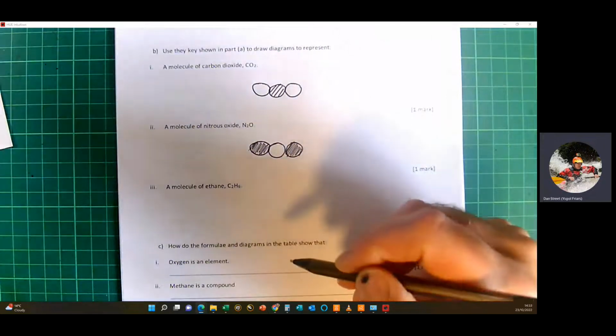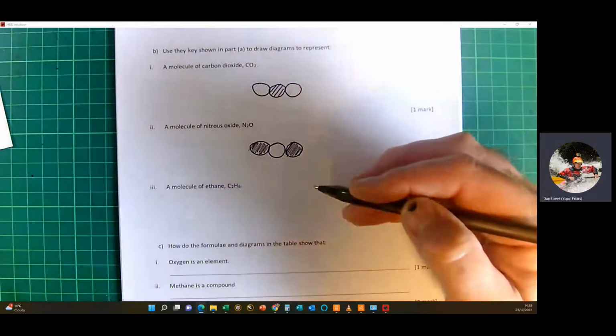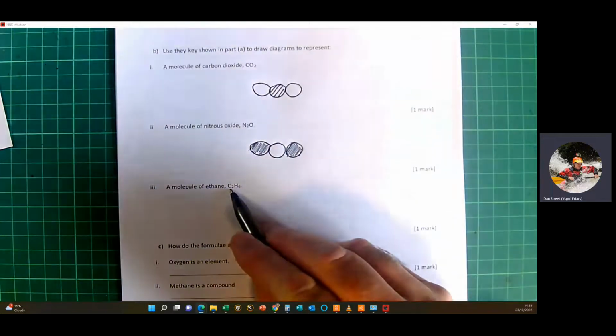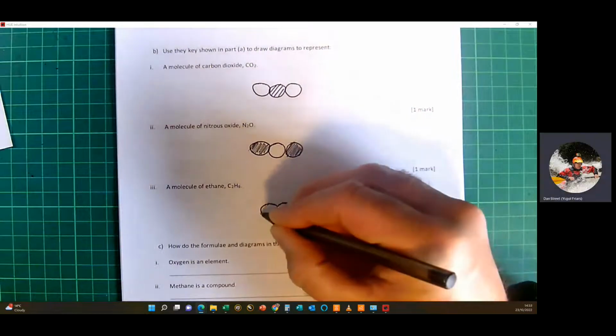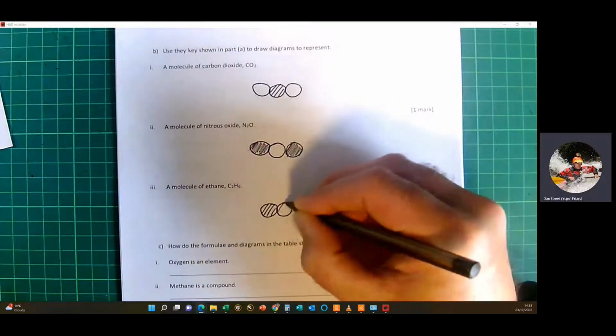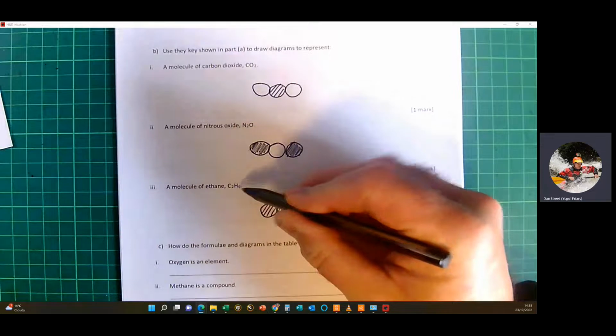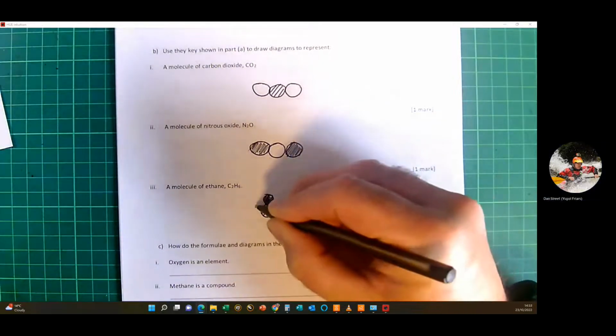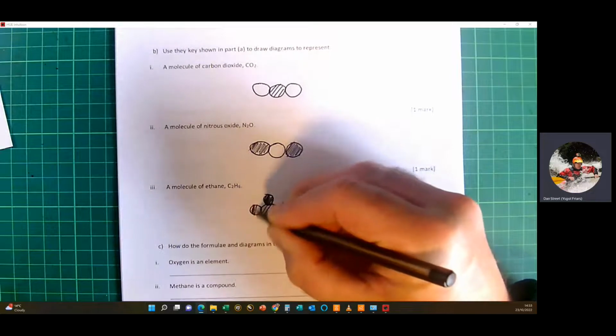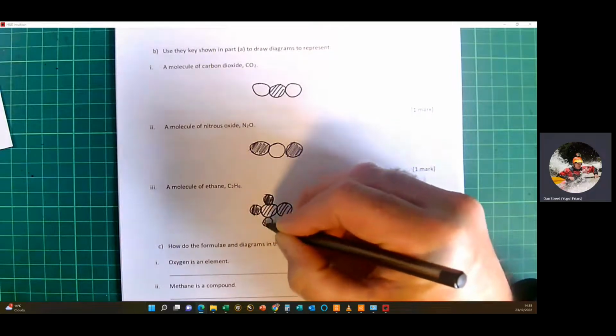Quite a difficult one this, and it was very encouraging to see most people getting this correct. The 2 carbons here sit side by side. We have to cross-hatch those, and then the 6 hydrogens would be arranged 3 on each of the carbons around the outside.